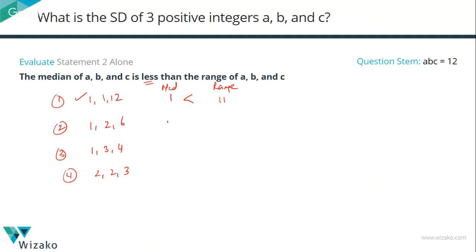Second one, what is the median? Median is 2. What is the range? 5. Is the median less than the range? Certainly yes. So this could be a possible set.